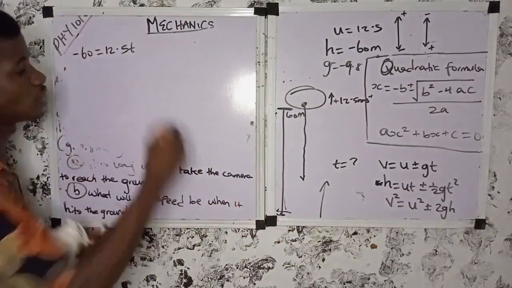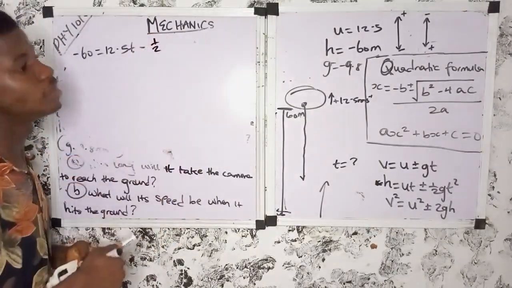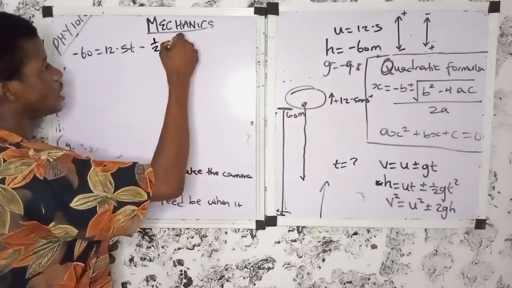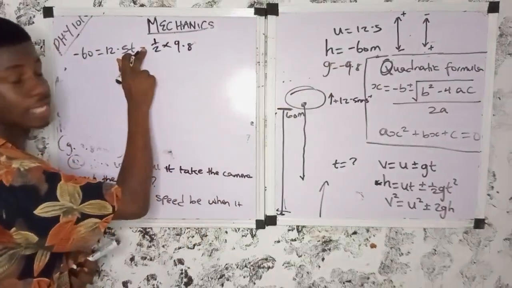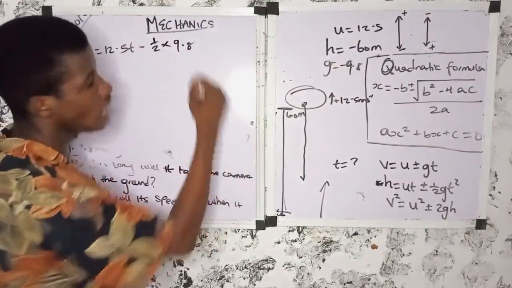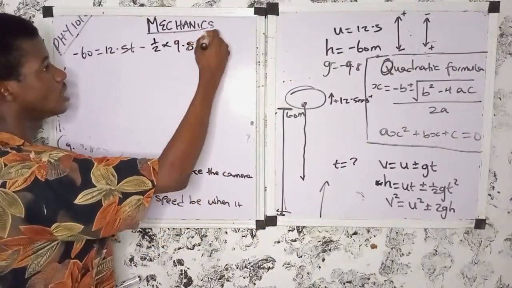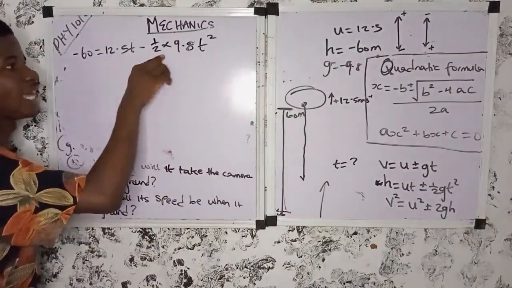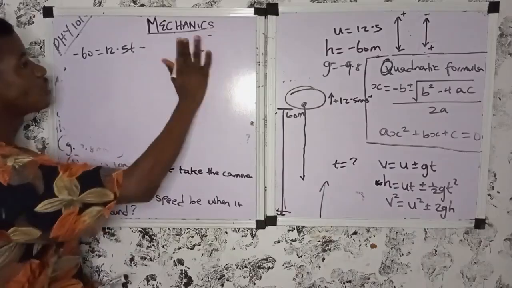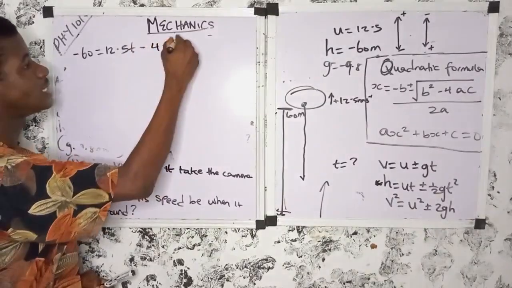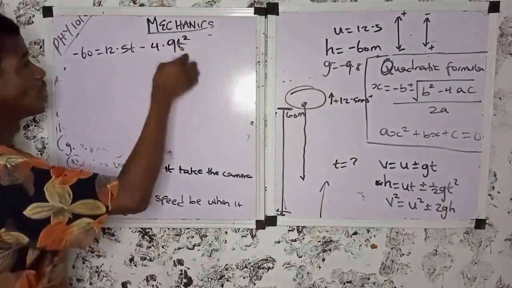So it is minus half times g. g is 9.8, remember, this is minus 9.8, so this minus is the minus here. So minus half times 9.8 times t square. Half times 9.8 will give us 4.9, so everything we have here will now be 4.9 t square. We are looking for the time.